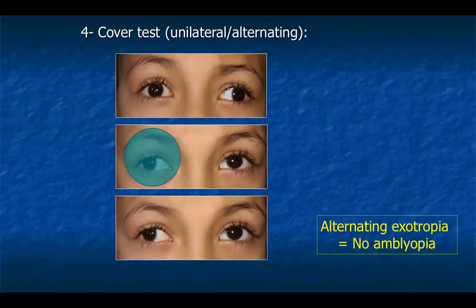As seen in this girl in the upper picture, she has left exotropia. We cover the right eye. The left eye moves to the center to pick up fixation, and because this is a transparent cover, we see that the right eye is squinting under the cover. We remove the cover. She can still maintain fixation with the initially squinting left eye. So she squinted first with the left eye, and she's now squinting with the right eye. So she's alternating her exotropia between both eyes, and this is a sign of no amblyopia.